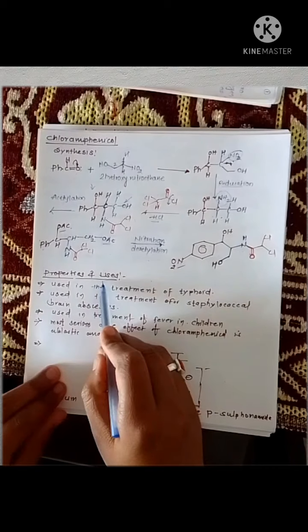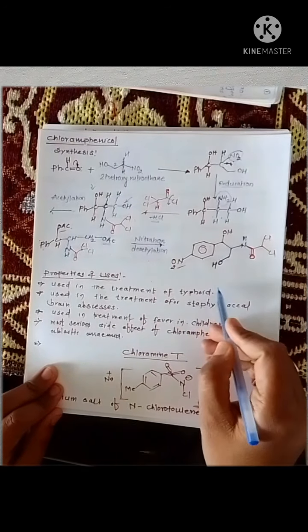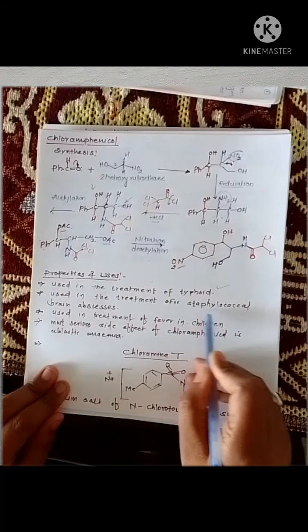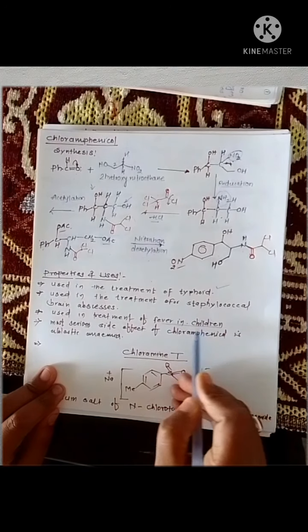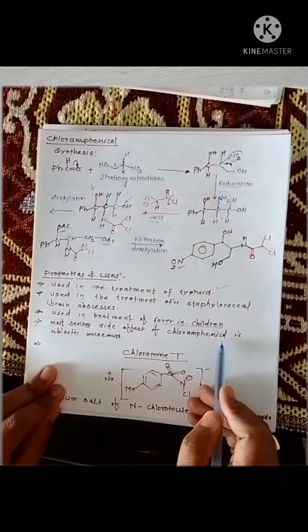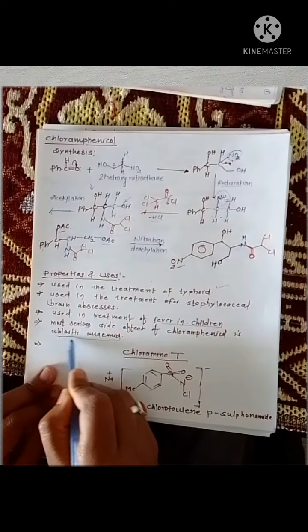What are the properties and uses of chloramphenicol? It is used in the treatment of typhoid. It is also used in the treatment of staphylococcal brain abscesses. It is used in the treatment of fever in children. The most serious side effect of chloramphenicol is that it causes aplastic anemia.